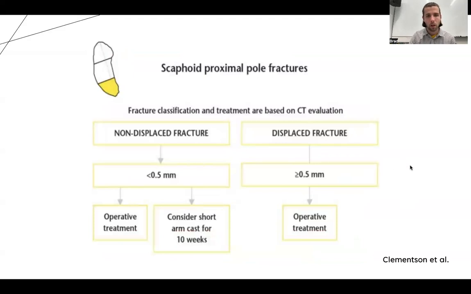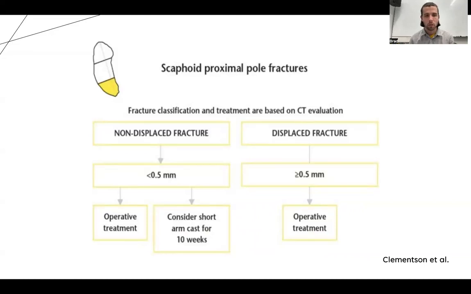Okay, and then here is the algorithm for a fracture that would occur at the proximal pole. So non-displaced fractures that are less than 0.5 millimeters could be short-term cast or operative treatment. And then if it is displaced, operative treatment and not so much considering the casting.